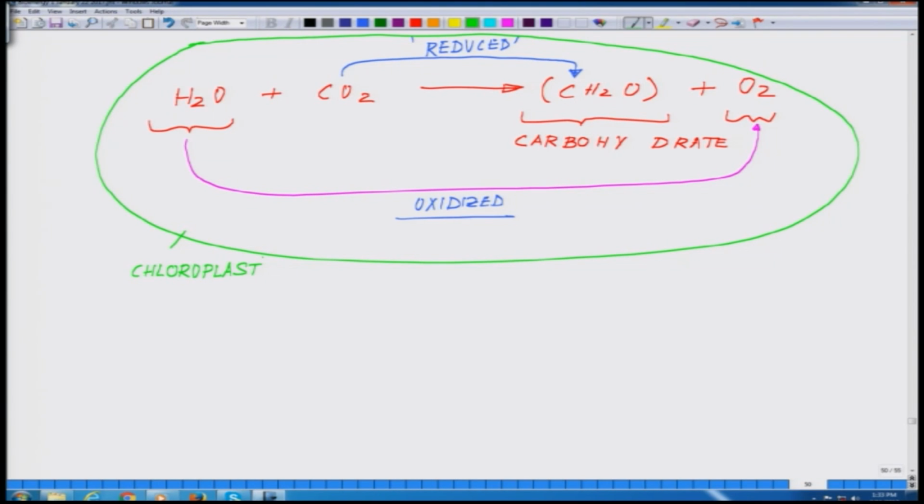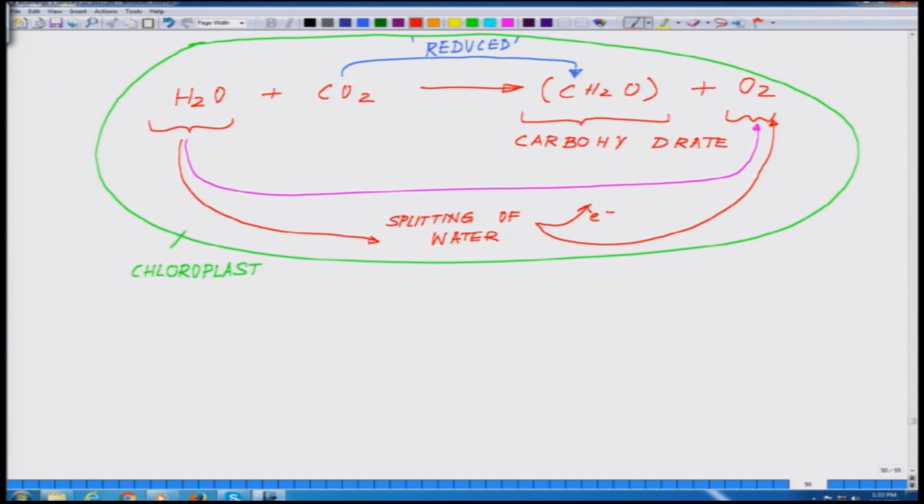Or actually I would say you can term this, in other words, here what is happening, you should not use this word, you should use splitting of water. Okay. And the splitting of water is generating an electron and an oxygen out here. Okay. So, now this whole thing is happening inside the chloroplast, which essentially is called the energy conversion apparatus.